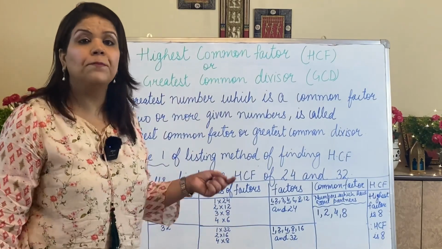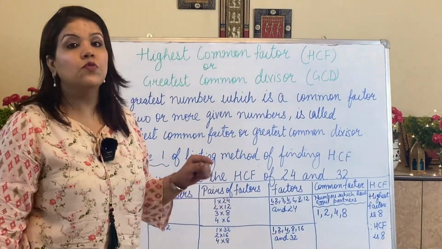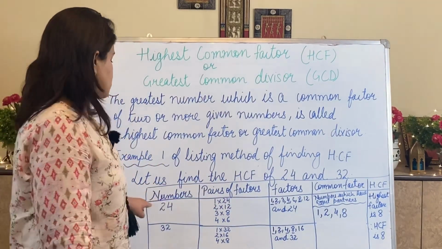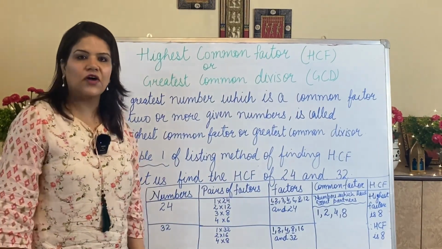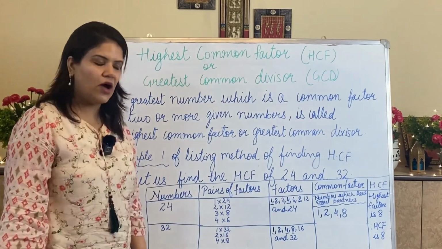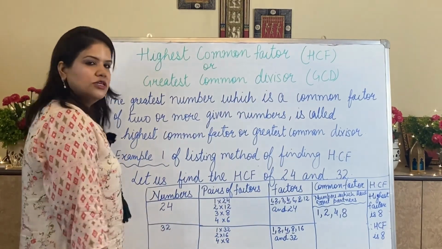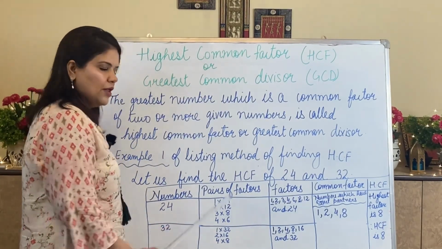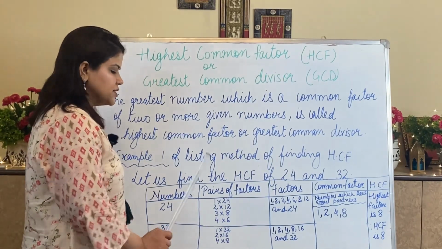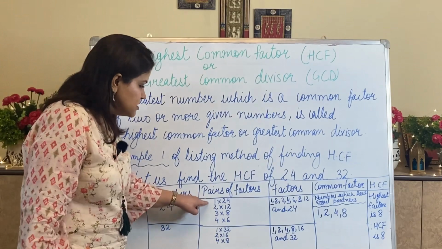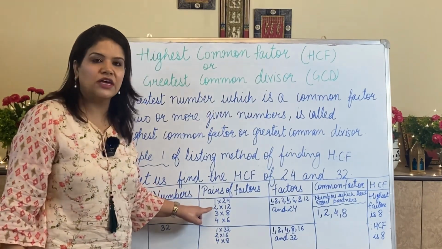Now I am finding pairs of factors. In which tables does this 24 come? You know that whenever we find pairs of factors, we start with the table of 1. 1 into 24 is 24. 2 into 12 is 24. 3 into 8 is 24. 4 into 6 is 24. So these are the pairs of factors which give me 24.